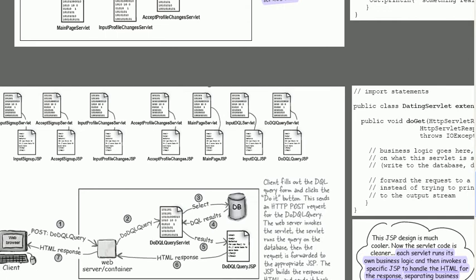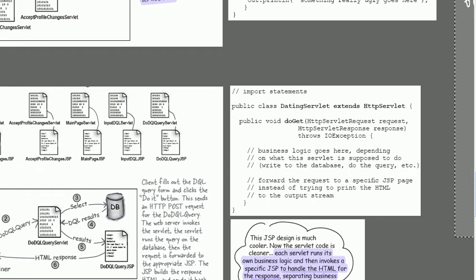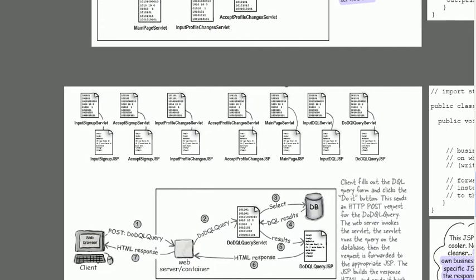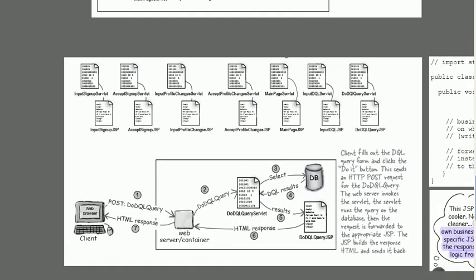Now you could decouple the view, which is the HTML part, from the business logic part, and you could do something like this in which you have the business logic within the servlet, and after you're done processing the code that contains the business logic, you forward the request to a specific JSP page instead of trying to print the HTML to the output stream from within the servlet. So every servlet contains only the business logic, and it forwards the request after processing the business logic to a JSP that contains the view.